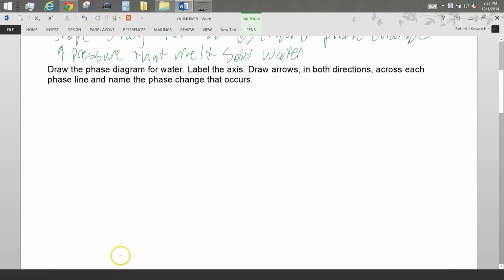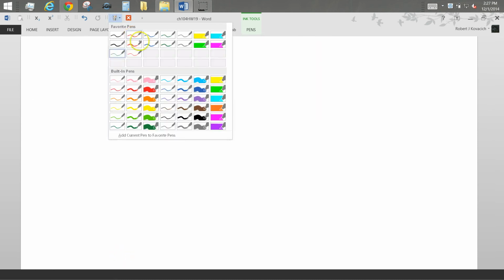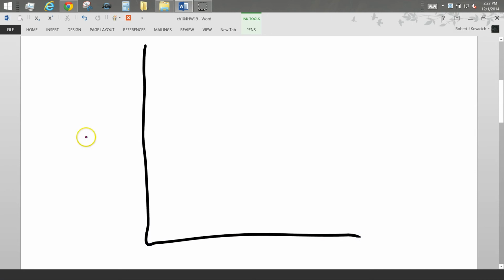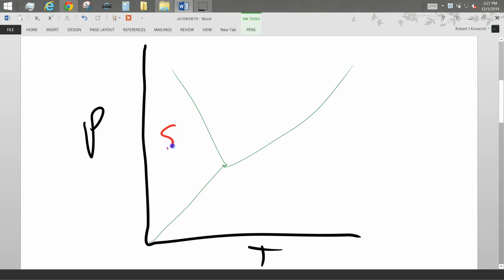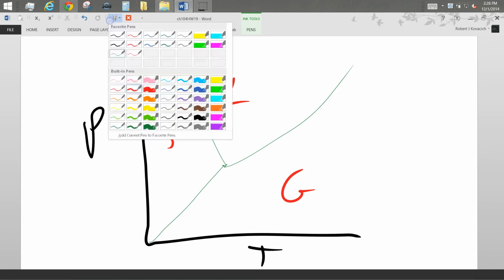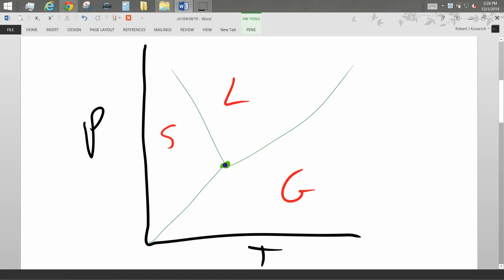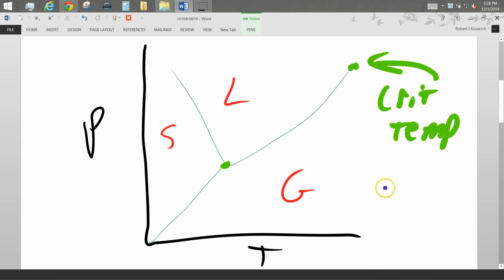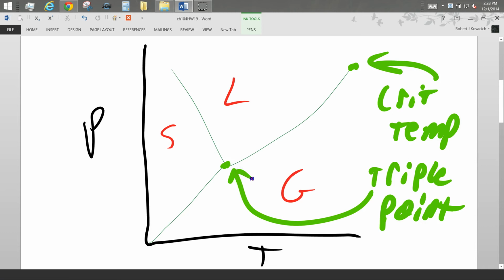phase. Okay, let's throw a phase diagram up here. I'll go with pressure here and temperature here, and then something like, are we doing water? Okay. Something like that. And we've got a solid and a liquid and a gas. And we probably want to, let's say, put a dot right there and a dot right there. And we'll call it critical temperature. So that's that one, and then triple point. That one right there. So what's the critical temperature?